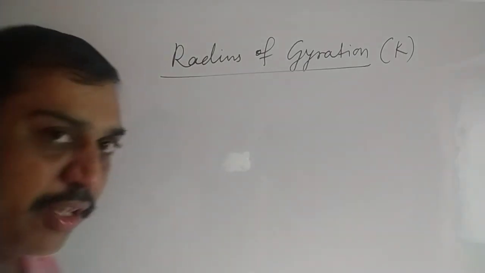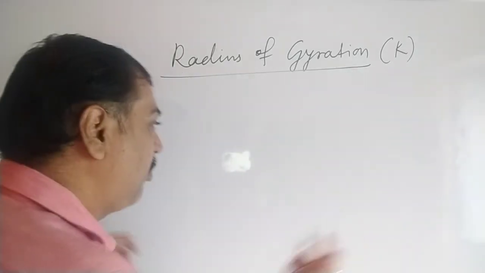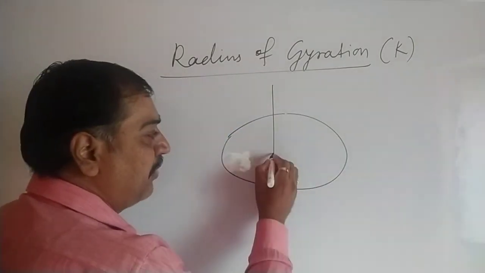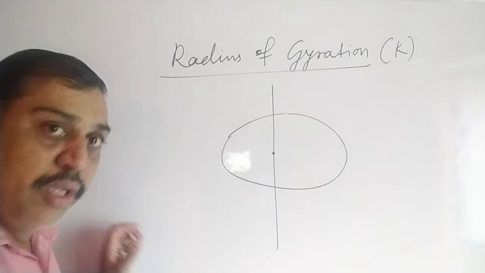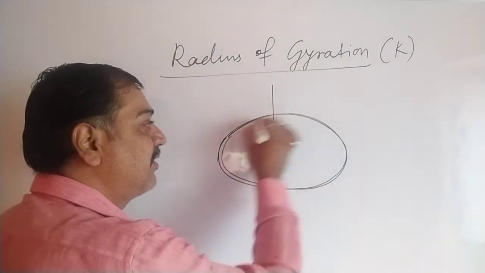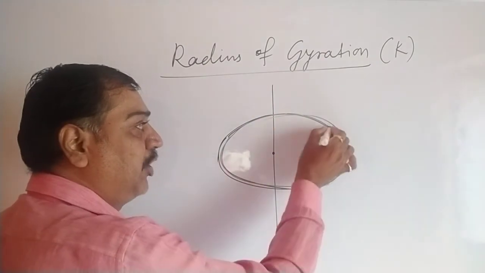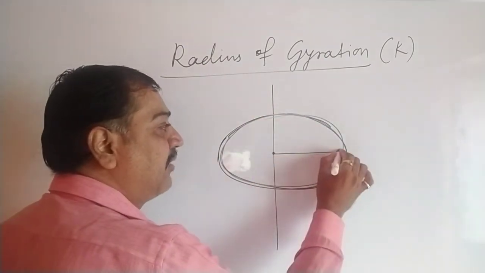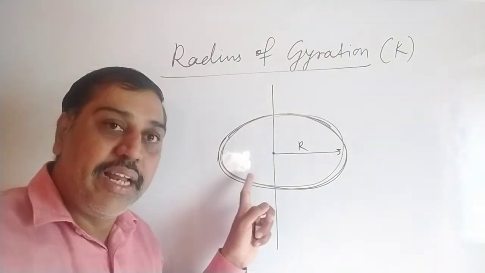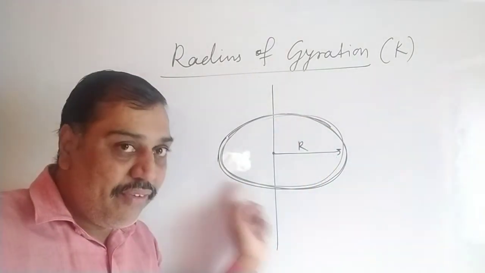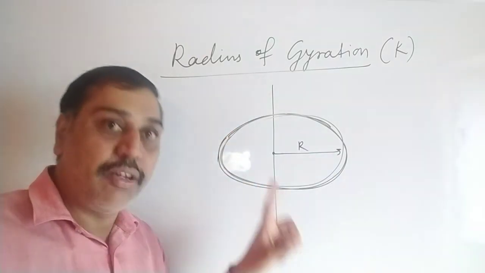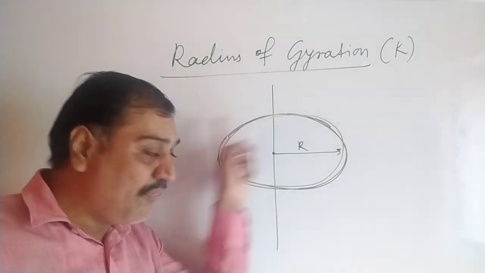Suppose any object is there. Suppose we consider this as a ring, and this is the axis of rotation passing through the center of the ring. We know the ring's mass is within this part. Mass is distributed along this, or we can say this is radius r. So in this case, the mass of the ring is distributed along the circumference of the ring.